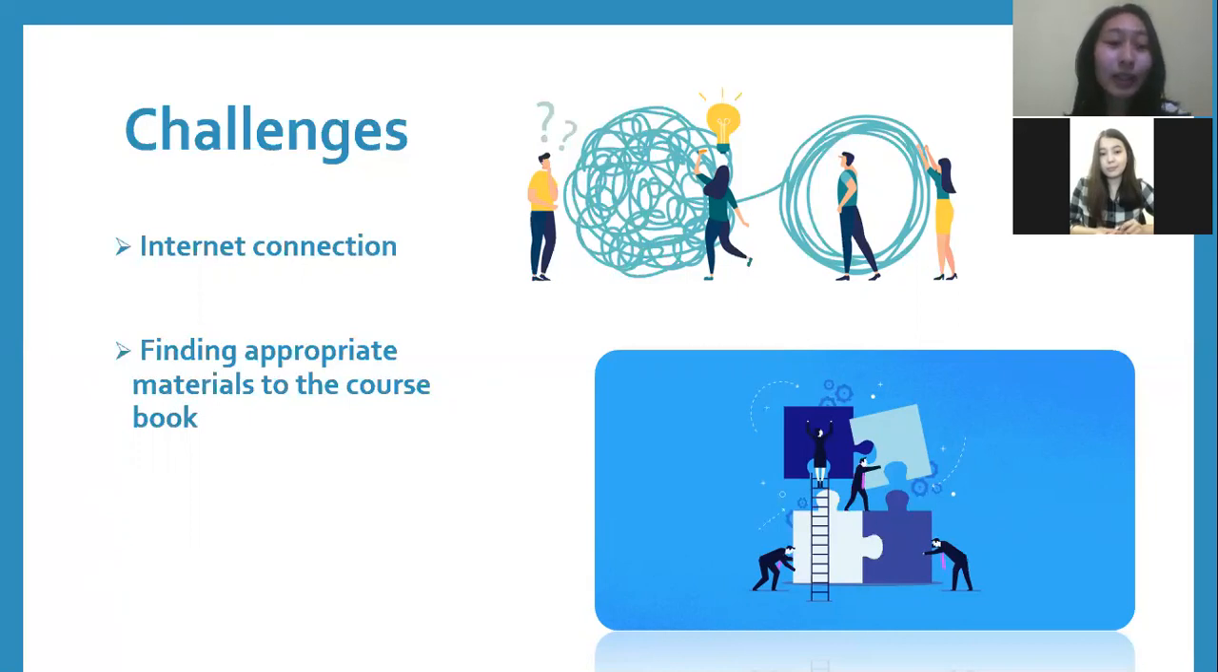The next one is finding appropriate materials for the course book. As we had to conduct a lesson based on the clue method with language objectives as well as the ICC objectives, the difficulty for us was to find appropriate resources like texts, audios, and visuals, which also took a huge amount of time.